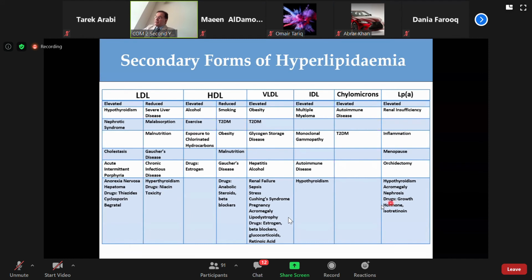You have other conditions here. You can see it. I'm not going to go through it, but this just tells you what each condition is going to be associated with, increase or decrease of LDL. You can pick and choose, especially to see that it is associated with dyslipoproteinemia. Notice here, hyperthyroidism is associated with reduced LDL, and hypothyroidism is associated with increased LDL. So at least this tells you that if you have someone with hyperthyroidism or hypothyroidism, what to expect in terms of the lipid profile.